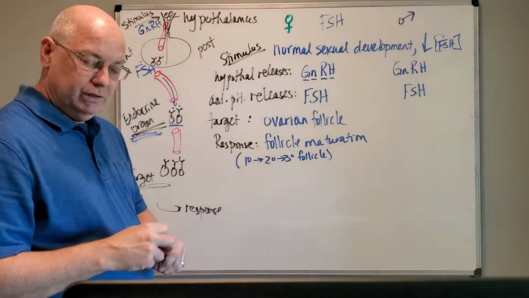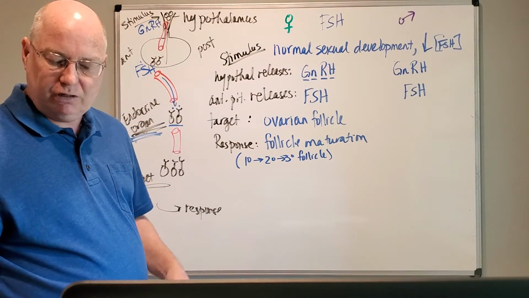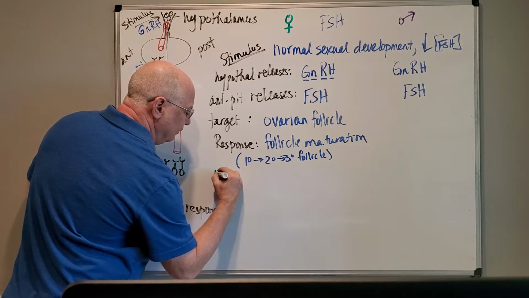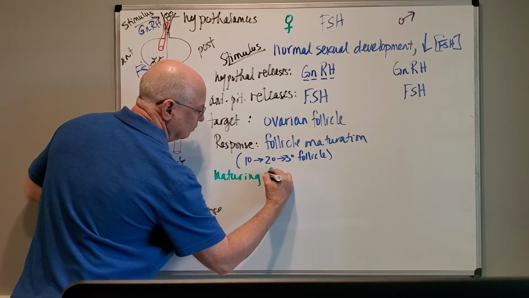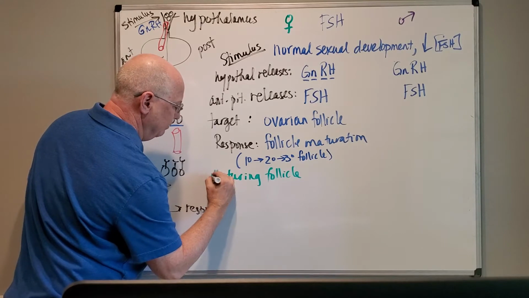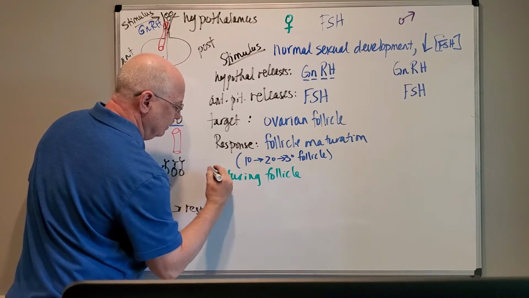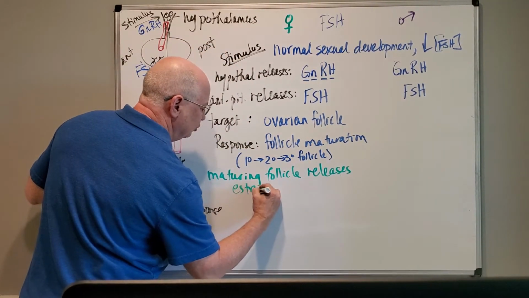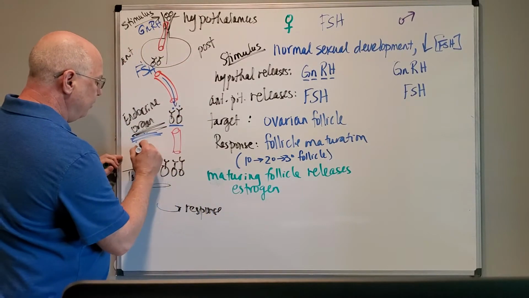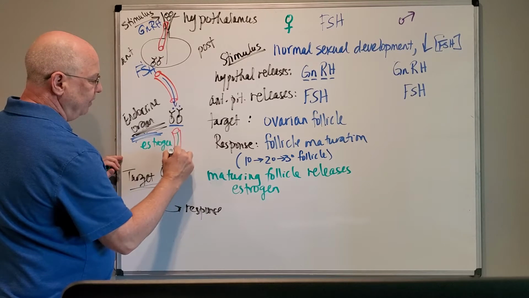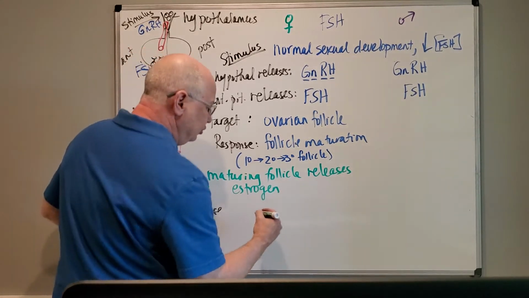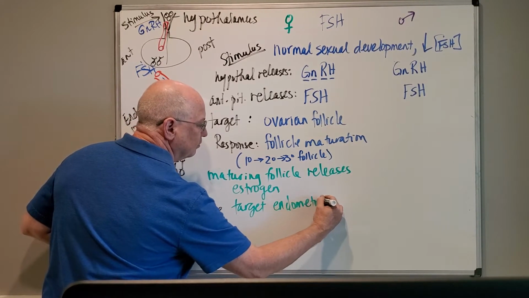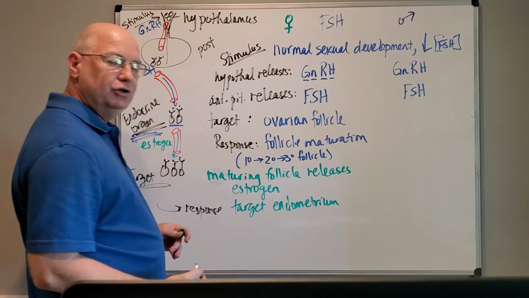Now in females, a secondary thing happens. So I'm going to change the color just so that you can follow along here. In response to this, in females, the maturing follicle releases or secretes estrogen. So now I'm going to get estrogen going from the follicle to another organ. And estrogen will target the endometrium. The endometrium is the lining of the uterus.